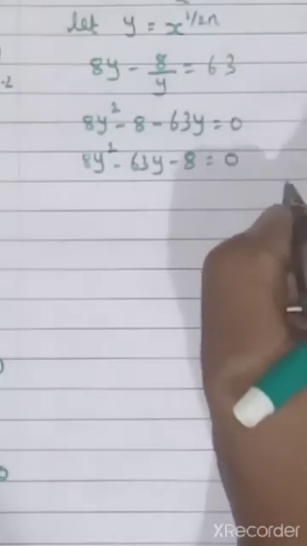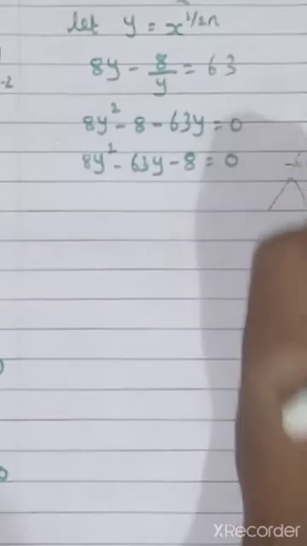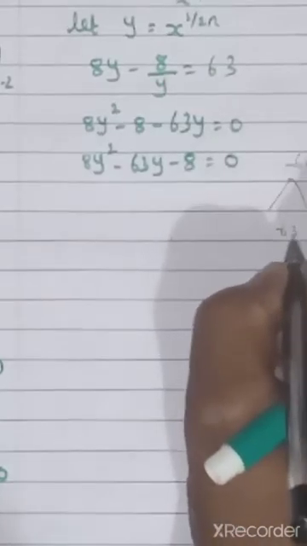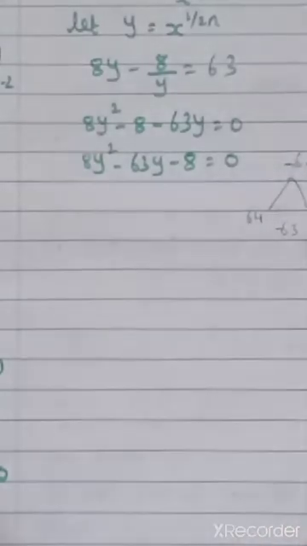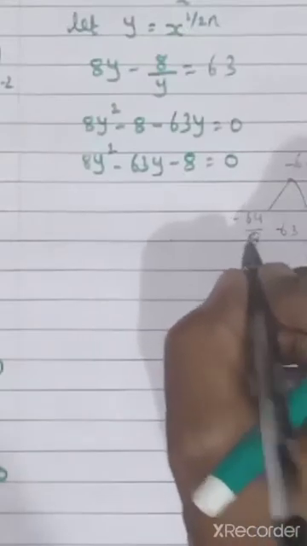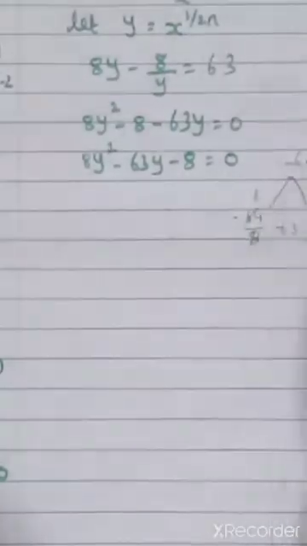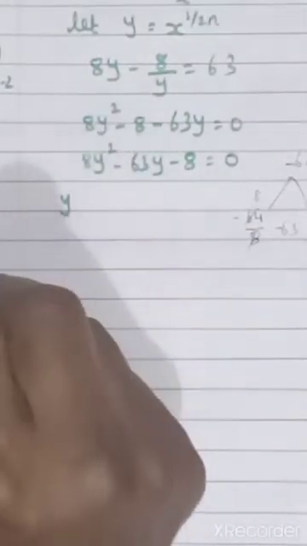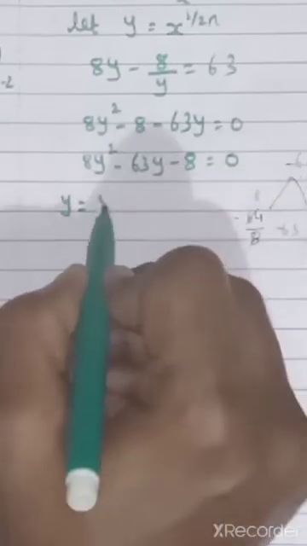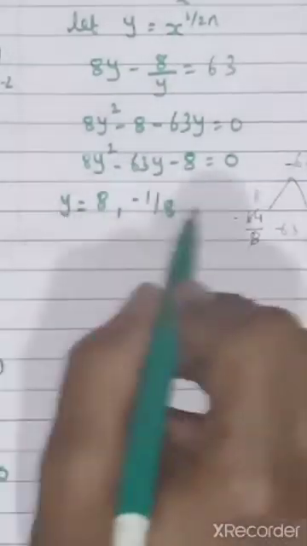Now use your tree method. 8 eights are 64, so minus 64 and minus 63. What are the two numbers? 64 into 1, minus 64 and plus 1, here you have to put minus. Then after that we have to divide by 8. So dividing by 8, 64 by 8 is 8 and 1 by 8. So what is your y value? y equals 8, and minus 1 by 8. These are the two values.